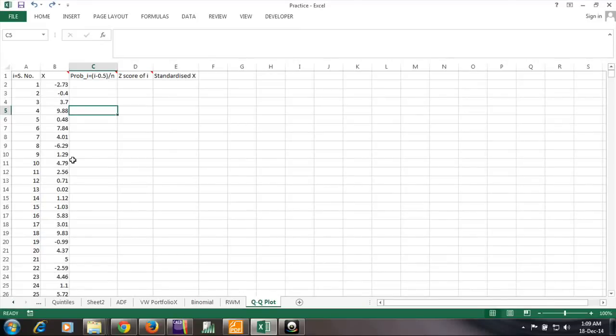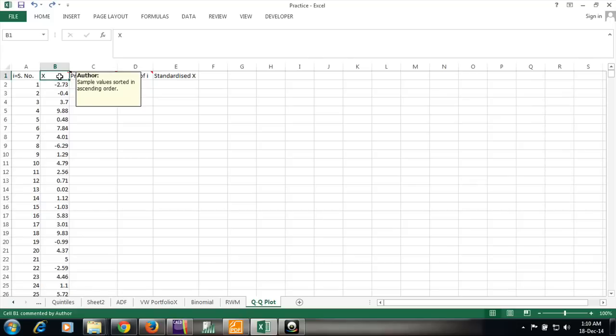Friends, today we'll discuss how to generate quantile plots in Excel, that is, normal QQ plots. So here we have serial numbers from 1 to 1000. This is the sample observation number 1 to 1000. I have generated normal distribution from Excel. So first thing, what am I doing here? This is our sample size, 1000.